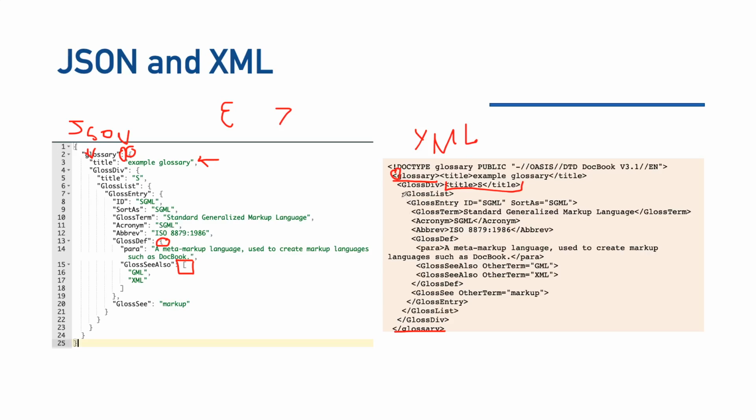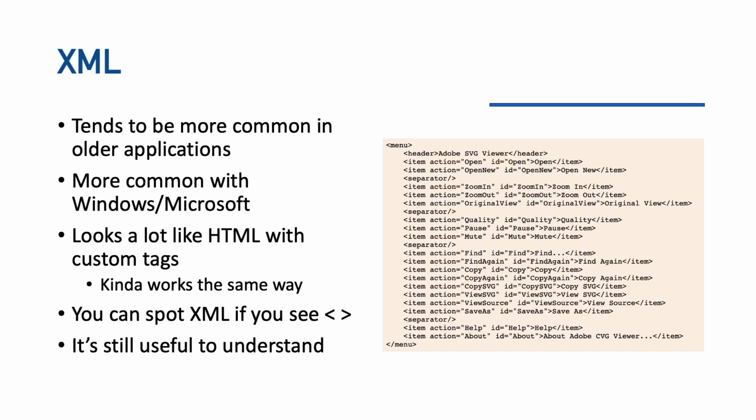And then we can have stuff nested. So inside gloss div, we have a title, then we have gloss list, then we have gloss entry, etc. So let's talk about this in a little bit more detail. XML tends to be more common in older applications. There's definitely a push at the moment to go from XML to JSON. It's definitely really common with the Windows Microsoft way of doing things.